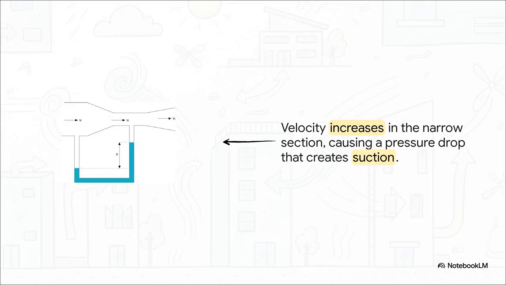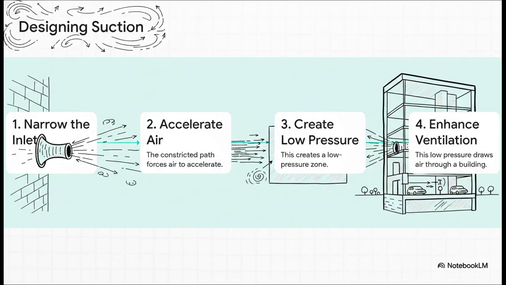And this diagram just illustrates it beautifully. Okay, look here. You've got air flowing from left to right. As it gets to that narrow section, we call that the throat, it's forced to speed up. It has no choice. And according to our golden rule, that big increase in speed creates a huge drop in pressure. It's so powerful, in fact, that it can actually create suction, strong enough to pull that liquid up from the tube below. So, for us, as architects, here's the magic trick.